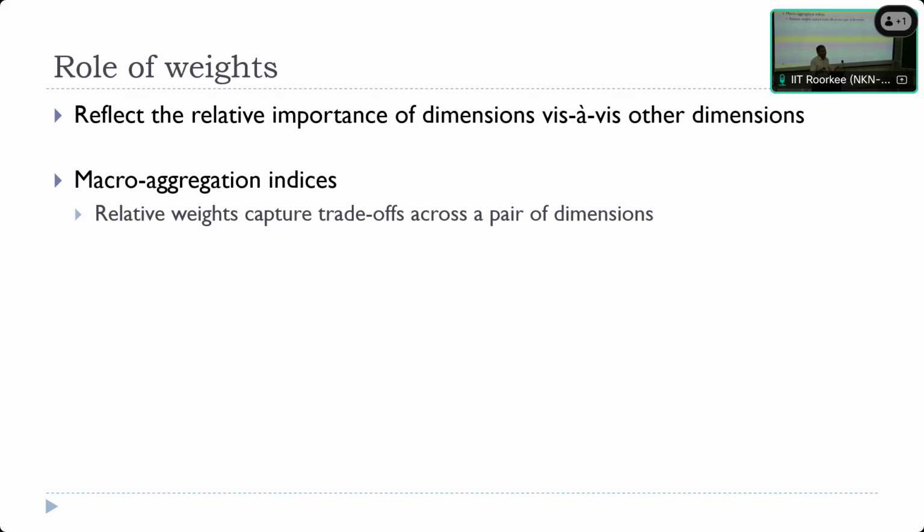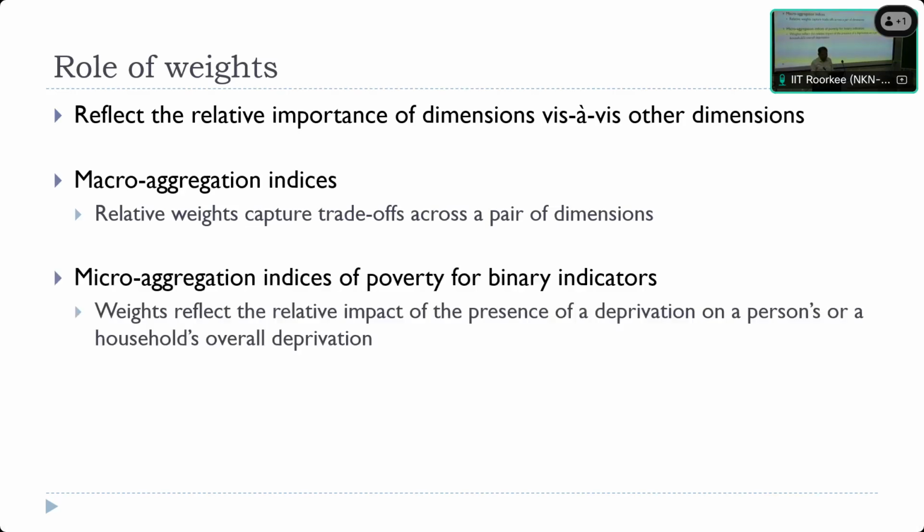In terms of macro aggregation, of course, relative weights capture some kind of trade-off. For example, if you have an increase in one dimension, how much of this can be compensated? Because they assume some compensation across dimensions. For micro aggregation indicators, especially for binary indicators, weight typically reflects the relative impact of the presence of a deprivation on the household's overall deprivation compared to others. So the interpretation becomes slightly different. We'll talk more about it tomorrow, hopefully.